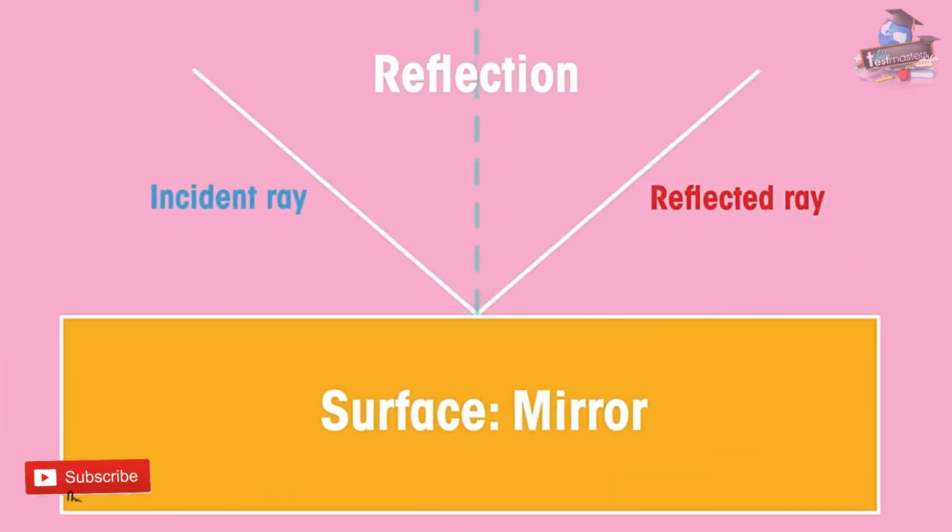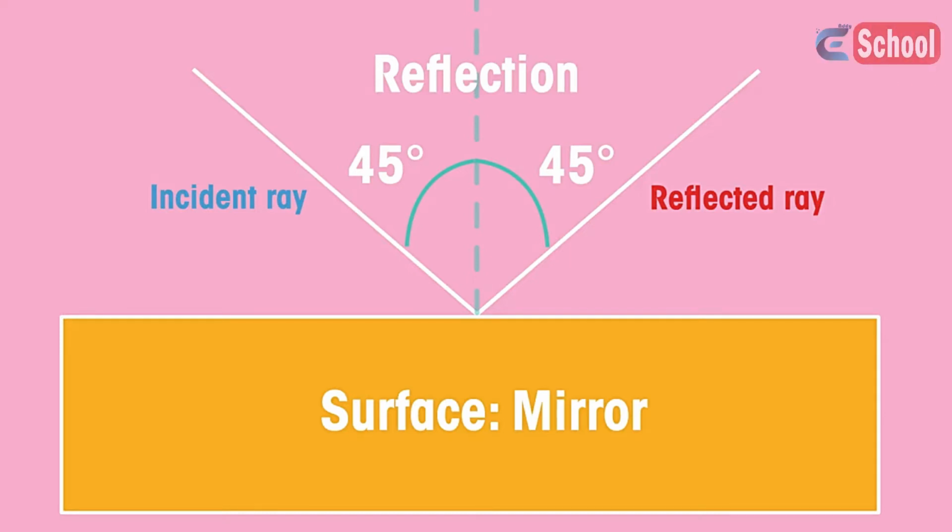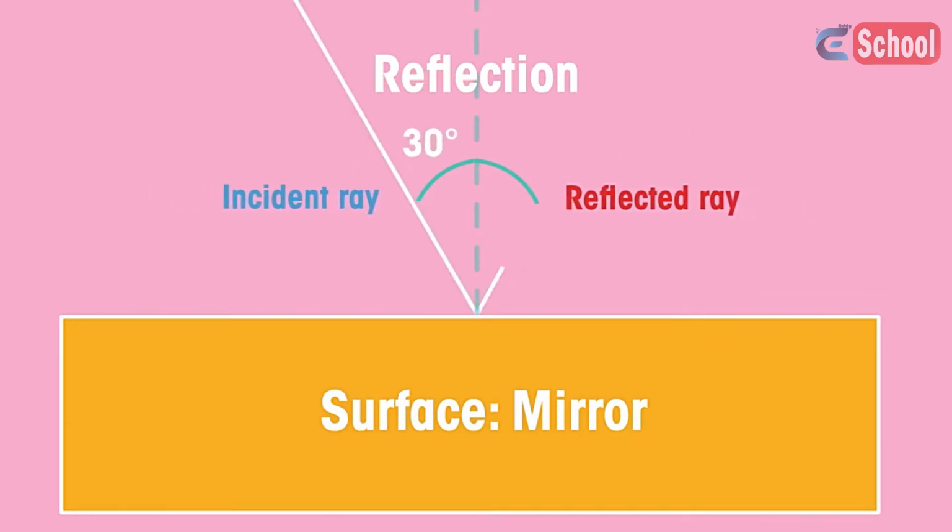Reflection is when light bounces off an object. The angle of incidence is equal to the angle of reflection. So if a ray of light hits an object at 45 degrees, it bounces off the object also at 45 degrees. Or if it hits at 30 degrees, then it would reflect also at 30 degrees.